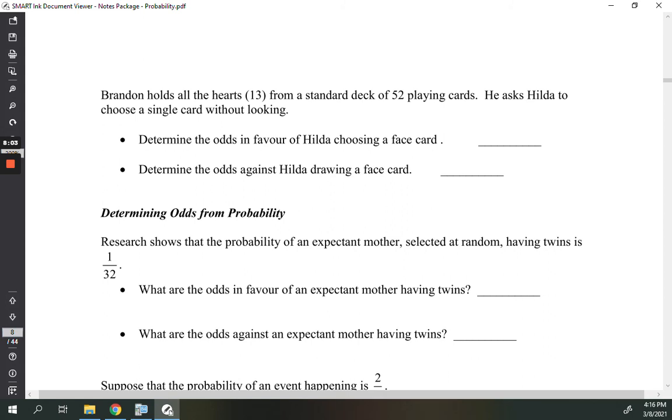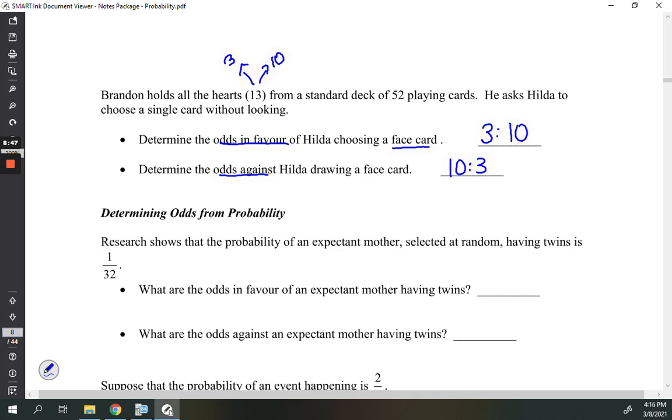So Brandon holds all the hearts from a standard deck of 52 cards. He asks Hilda to choose a single card without looking. We want to determine the odds in favor of Hilda choosing a face card. So what we want out of those hearts is face cards. If we think about it, Jack, Queen, King, there's 3 face cards that we want. And so out of those 13 cards, 3 are face cards. That means the other 10 are things we don't want. There's 3 cards we want, 10 cards that we don't want. So your odds are going to be 3 to 10. If you're doing odds against, it's just going to be the opposite. We're going to flip those numbers around, 10 to 3.